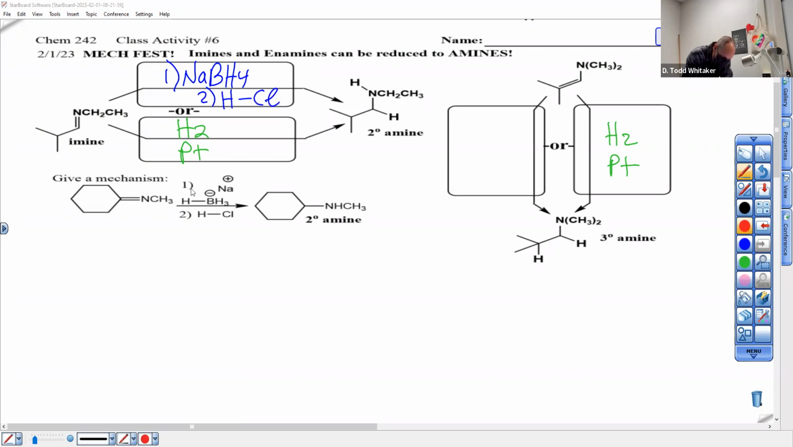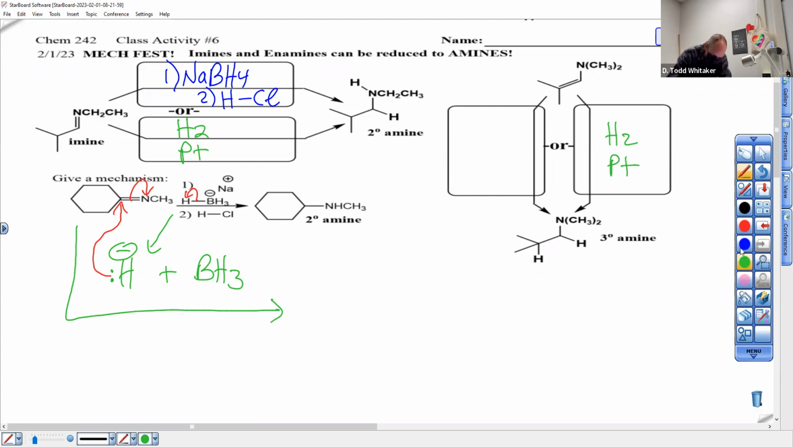Anytime you see this drawn like this, you will do that first. You will make H minus plus BH3, which you don't need anymore. H minus is attracted to the more positive carbon, and you're generating N minus. First step is over. NaBH4 step is over. And you got your new H. If you want to show it, here it is. I put it in green, be consistent.